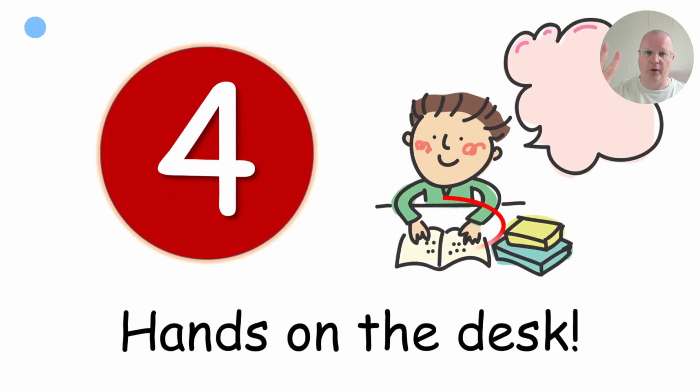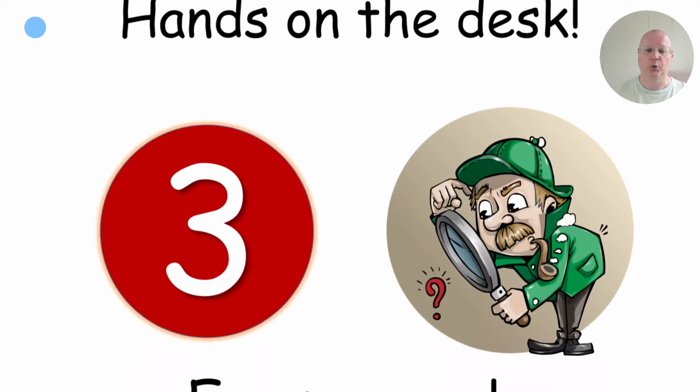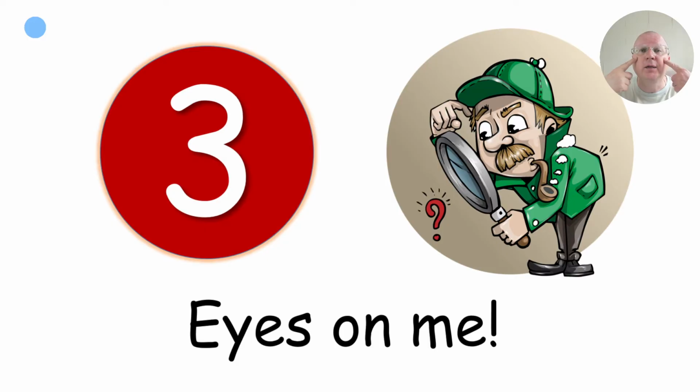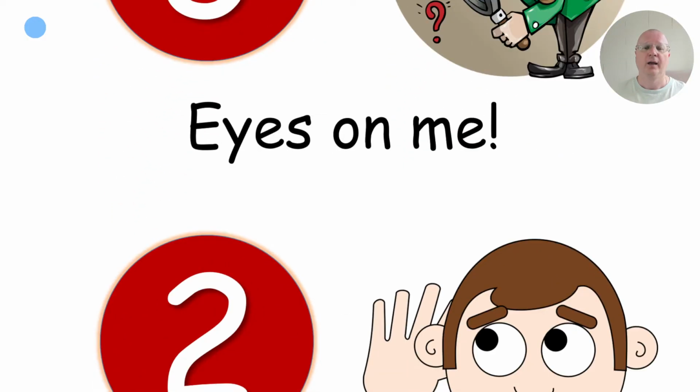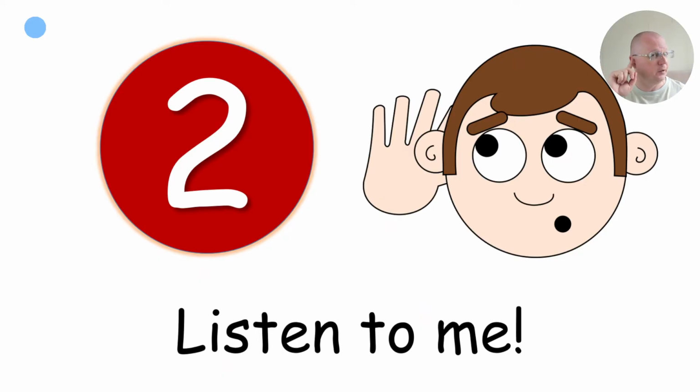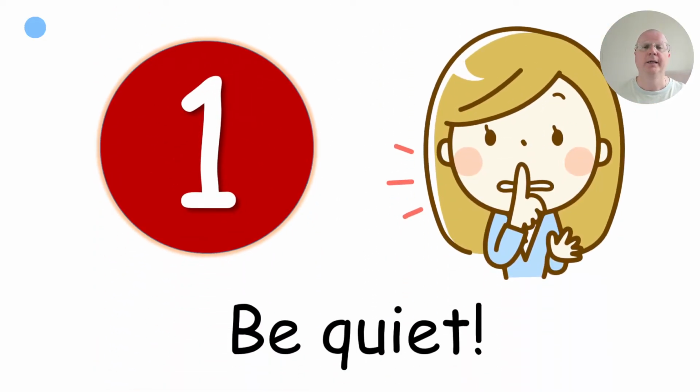Then you say 4, hands on the desk. Next one, 3, eyes on me, eyes on teacher Val. 2, listen to me. And 1, be quiet. And you can do this countdown at any point when your class gets a bit rowdy, because it's also great for classroom management. It's actually a very good classroom management technique.